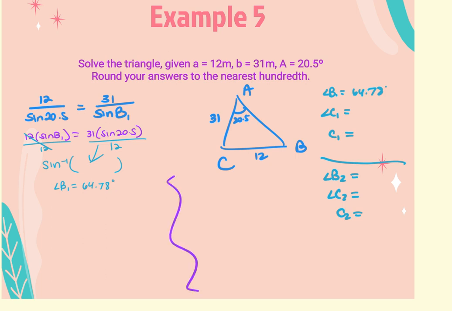So staying on my first triangle, the next thing I would find is angle C1. I would do 180 minus the other two, so minus 20.5 and 64.78. And I get C1 equals 94.72.